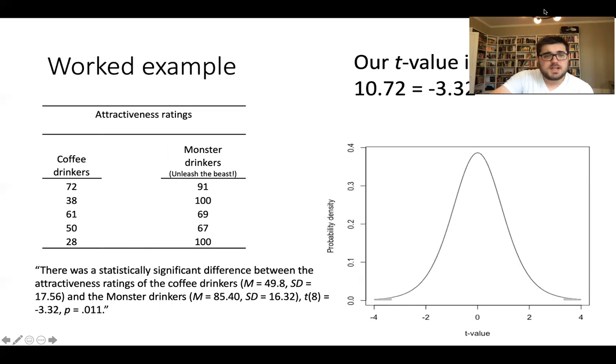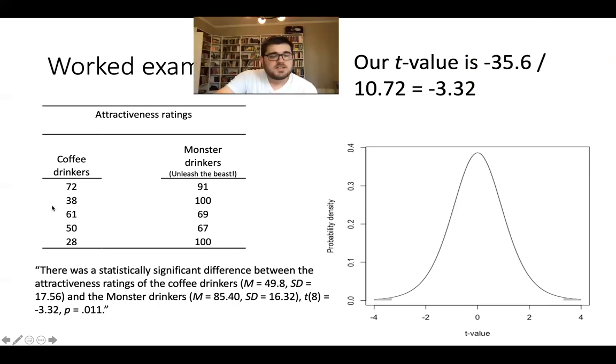So here's a worked example. This is straight from the book. Let's say I've got 10 men overall, and I'm going to randomly assign them to groups. They're either going to be coffee drinkers or Monster energy drink drinkers. Unleash the beast. That's the slogan for Monster Energy, if you don't know. So I'm going to get a sample mean from, oh yeah, they're going to go through a speed dating gauntlet, and I'm going to ask all of their dates, how attractive did you find them?